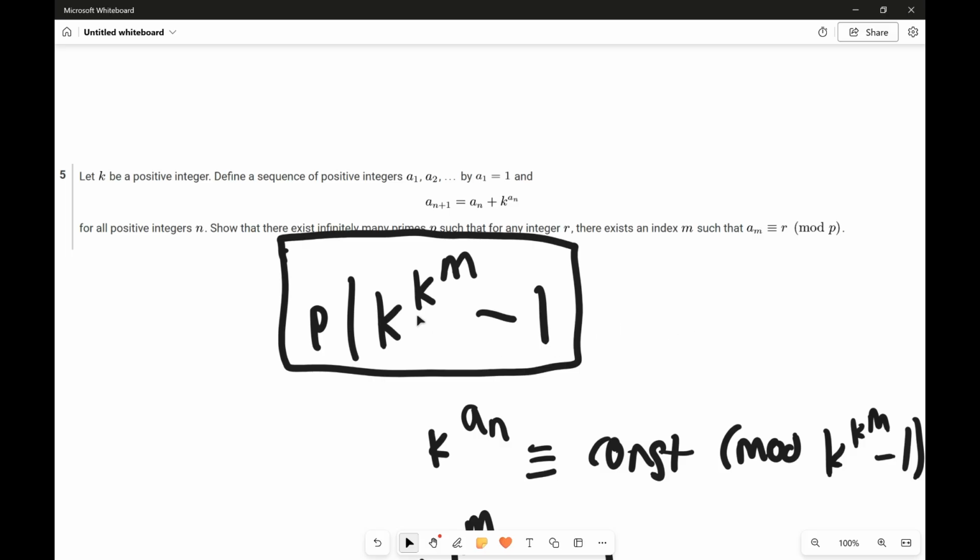Recall how we did this for 2 to the power of m plus 1. We can do something similar for k to the power of m minus 1. Therefore, when we take such a prime p, we end up getting that the problem condition is satisfied. And therefore, we are done.